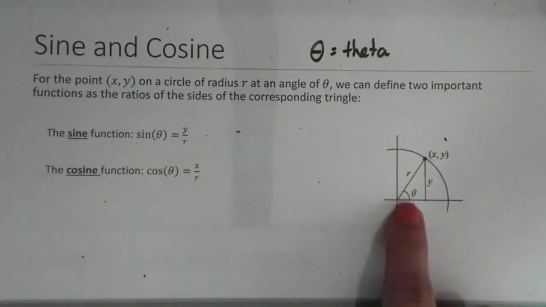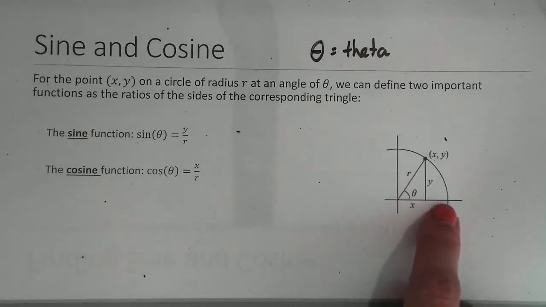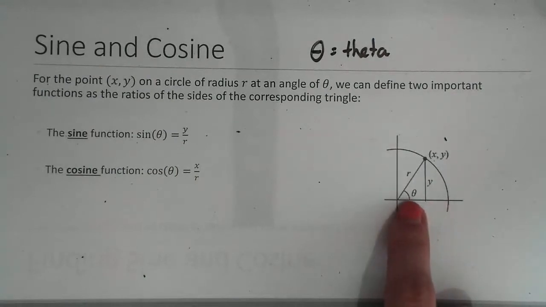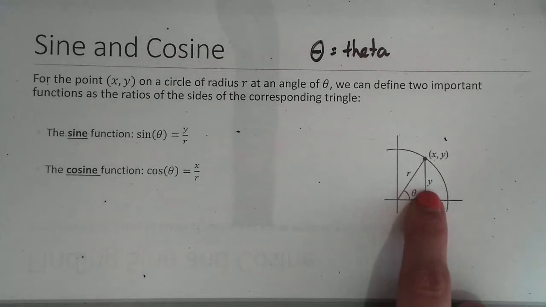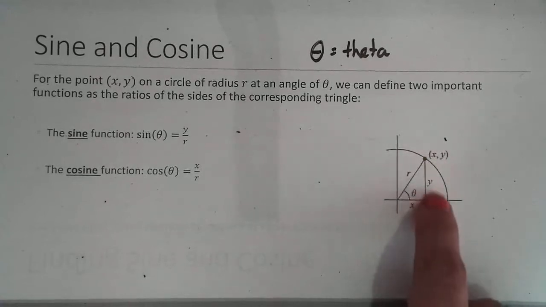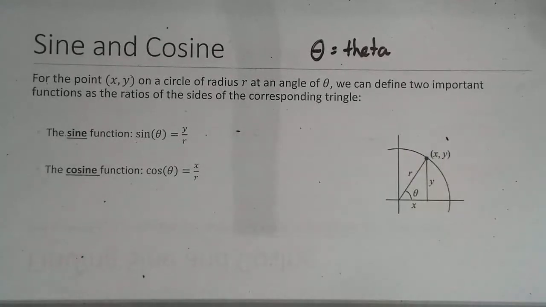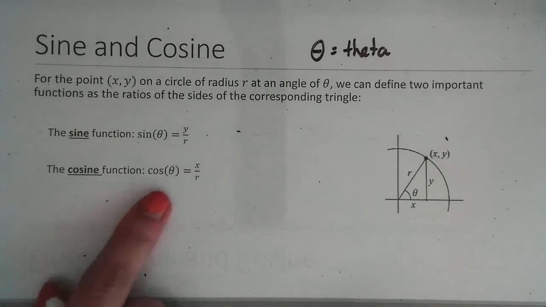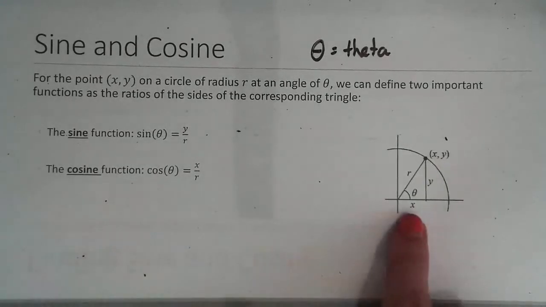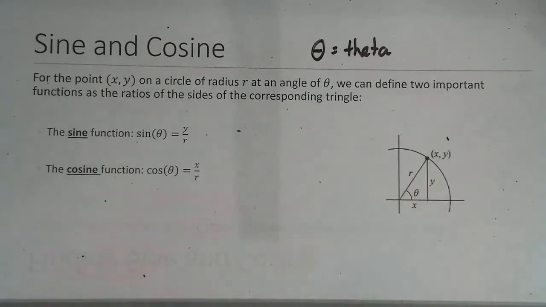So if this is our angle theta, notice it's measured from the positive x-axis, then the sine of that angle is going to be y, which is the y value of the point, over r, which is the distance from the origin to the edge of our circle, so it's the radius. If you're familiar with SOHCAHTOA, that all still applies. We're going to talk more about that later. The cosine function, cosine of theta, is x over r. So we have this horizontal side over the radius as well.